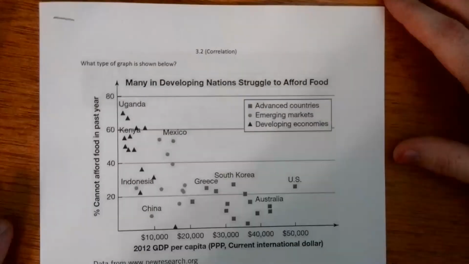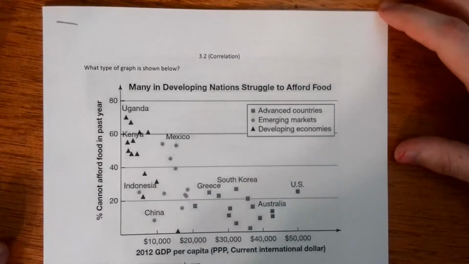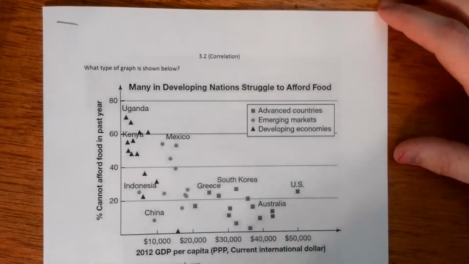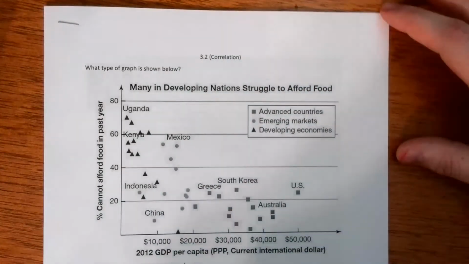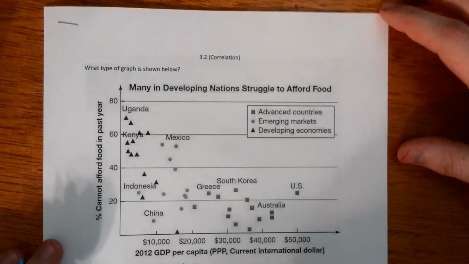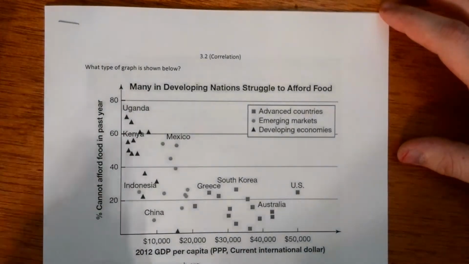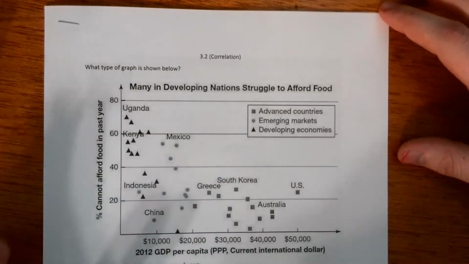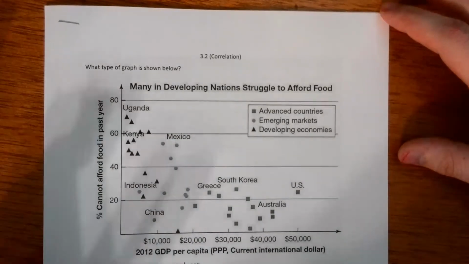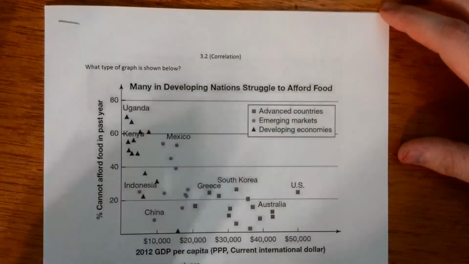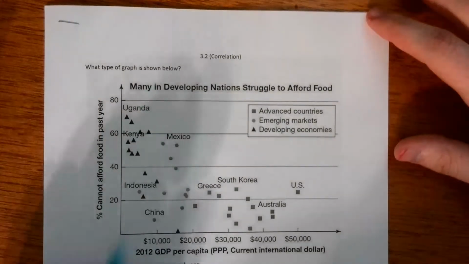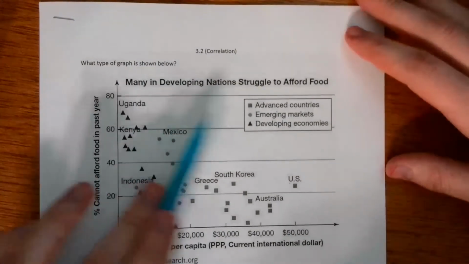I'm going to cover 3.2. So this section's over correlation, so we're going to start talking about graphs again, looking at some trends in the graphs, just to see, if we wanted to predict something that's going to happen later on, maybe we can use the data that's already on the graph to lead us in the right direction. So the first thing I want to look at is this graph right here.